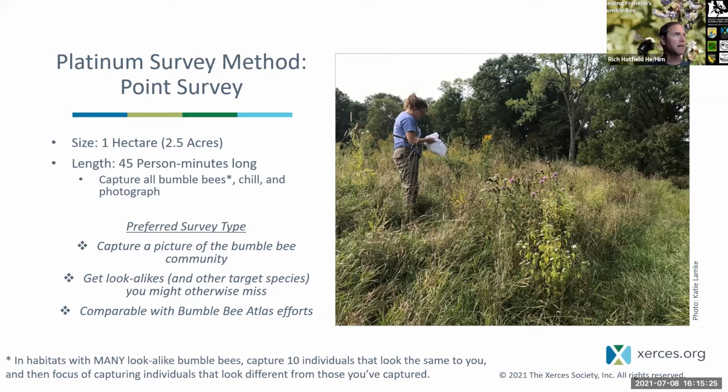This is our preferred survey type because it captures a picture of the entire bumblebee community. And we're also going to grab lookalikes that you might otherwise miss. You might also grab other target species for this project. Morrison's bumblebee is on the fringe of this range. Suckley's cuckoo bumblebee is certainly within range, as is the western bumblebee. So please do these surveys if you can. And the efforts will also be comparable with other Bumblebee Atlas efforts, including the California Bumblebee Atlas, once it launches either later this summer or next summer.